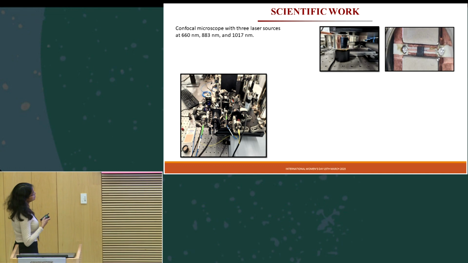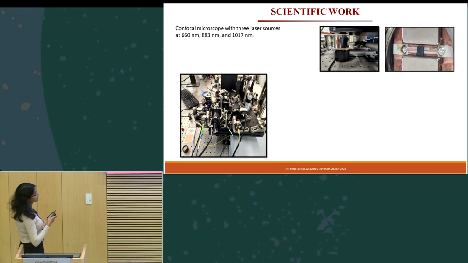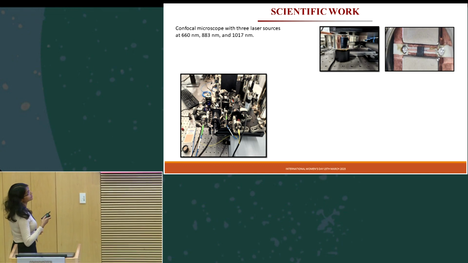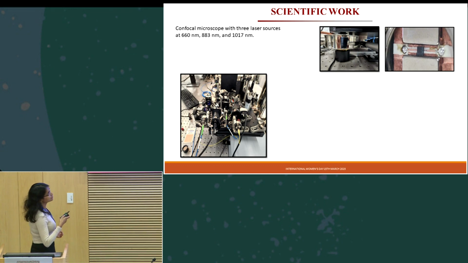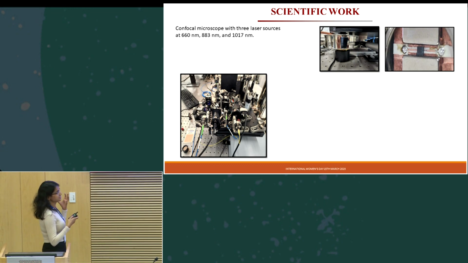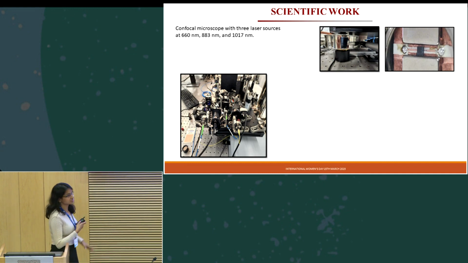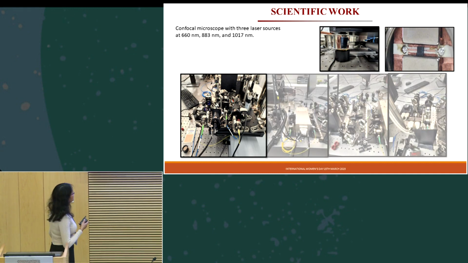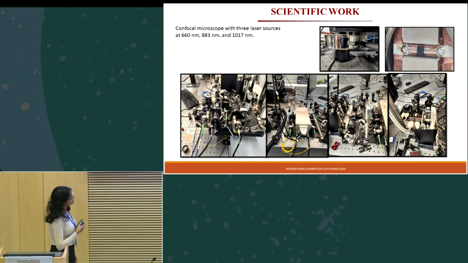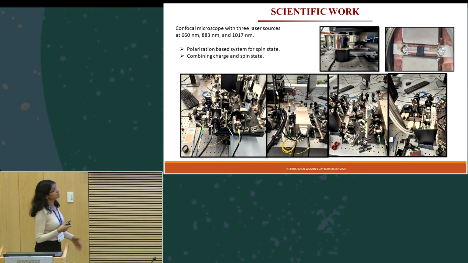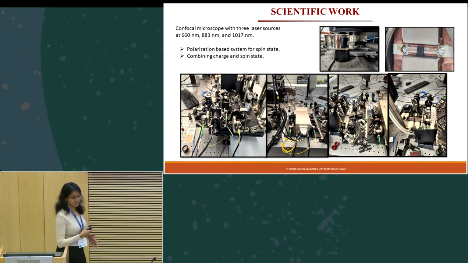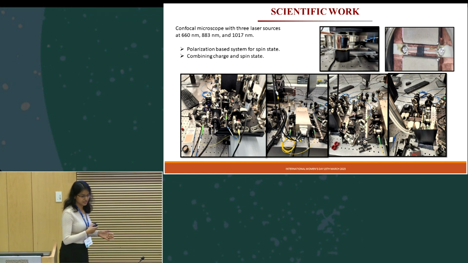You have different sources of laser wavelengths. They go inside, and then you have a sample. This sample is cooled down by a cryostat. So you need a temperature of around 6 Kelvin to work with these samples. They don't work at room temperature. Different modules are used for controls and everything. And that's it. And then we control the polarization by the spin states and combine both states together.